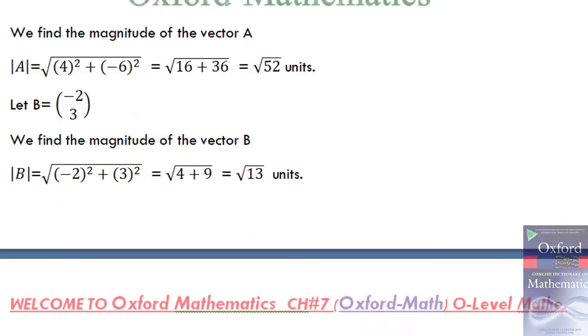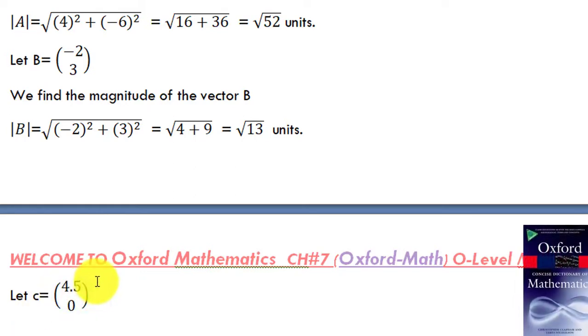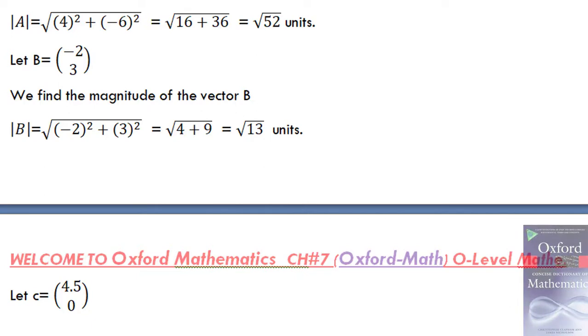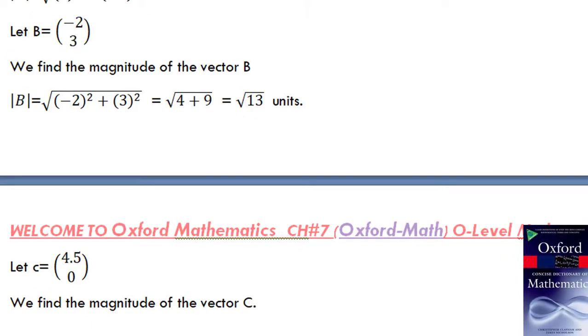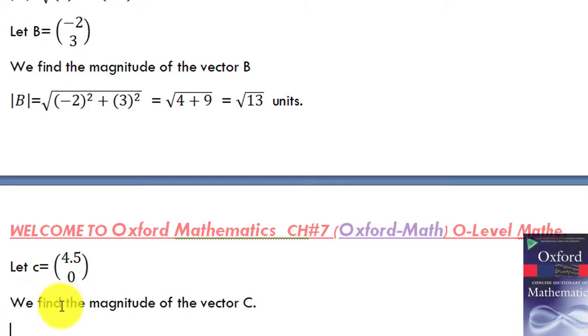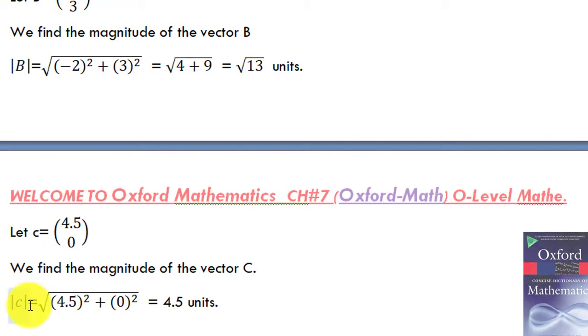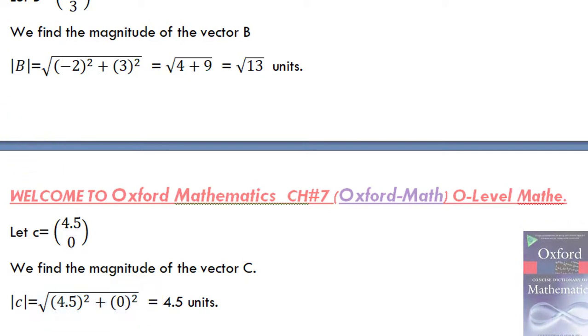Next, part number 3, let the vector C be (4.5, 0). Here 4.5 is the x-axis and 0 is the y-axis. We find the magnitude of the vector C. For this purpose, the magnitude of C, |C|, is equal to the square root of 4.5 squared plus 0 squared, which is 4.5 units.